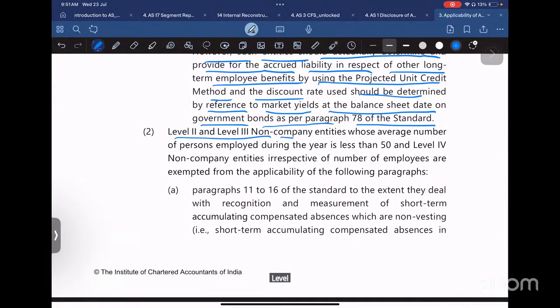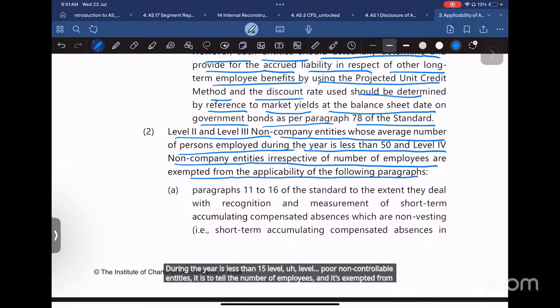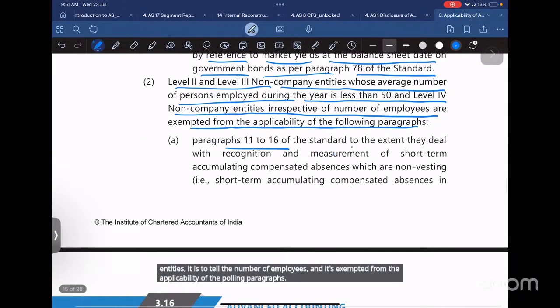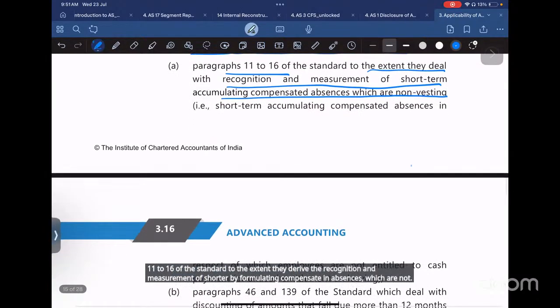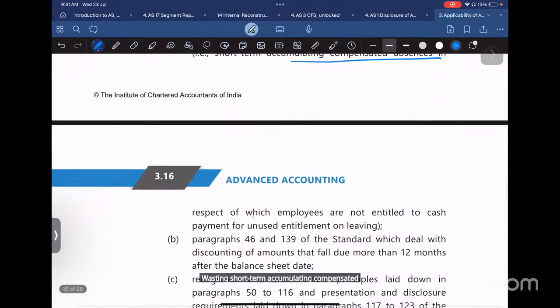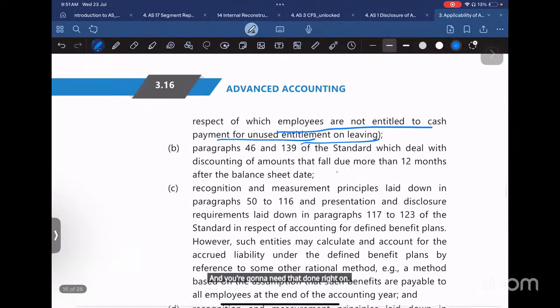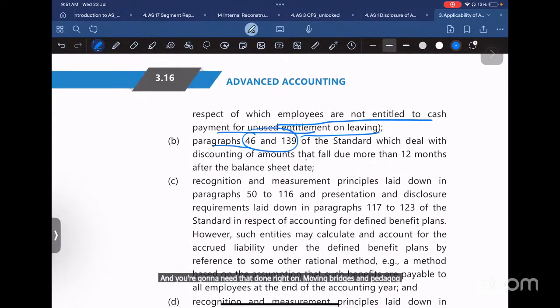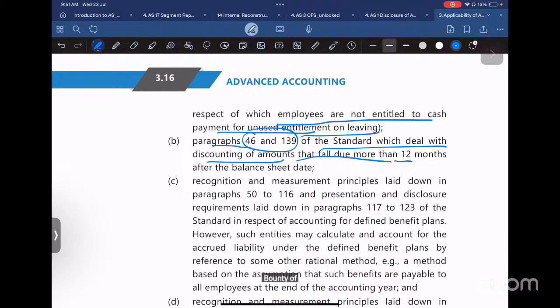Level 2 and Level 3 entities: non-corporate entities whose average number of persons employed during the year is less than 50. Level 4 non-corporate entities, irrespective of the number of employees, are exempted from the applicability of the following paragraphs. Paragraphs 11 to 16 of the standard, to the extent they deal with the recognition and measurement of short-term accumulating compensated absences which are non-vesting, that is, short-term accumulating compensated absences in respect of which employees are not entitled to cash payment for the unused entitlement on leaving. Paragraphs 46 and 139 of the standard, which deal with the discounting of amounts that fall due more than 12 months after the balance sheet date.